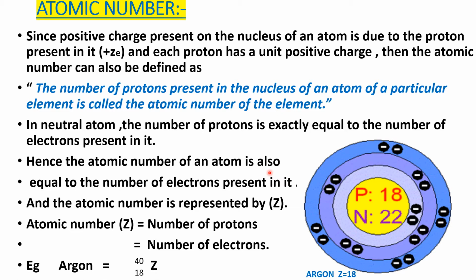For example, argon: its atomic number is 18 and atomic mass number is 40. These protons and neutrons will be distributed in this diagram. That is, total protons equal 18 and total neutrons equal 22. Here you simply have to observe this diagram. The total number of protons is 18, which is equal to the total number of electrons, also 18, meaning that the number of protons is equal to the total number of electrons. Okay, next.